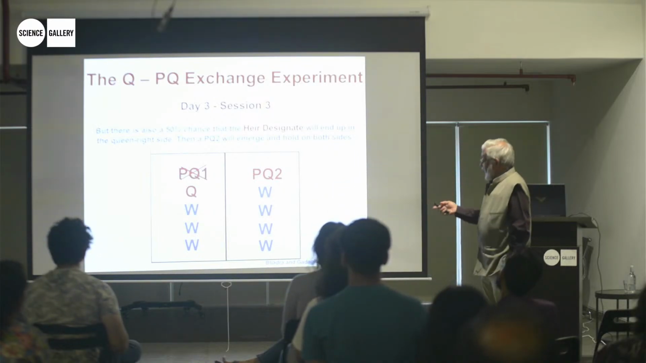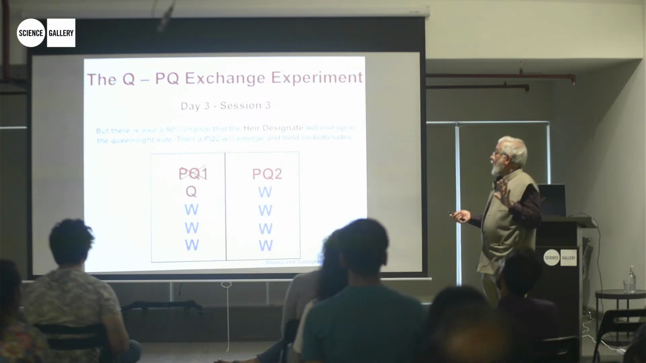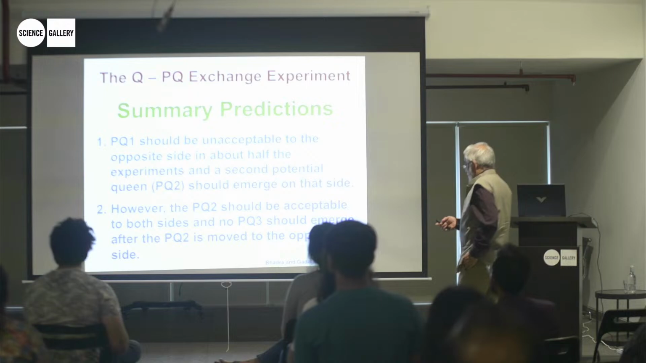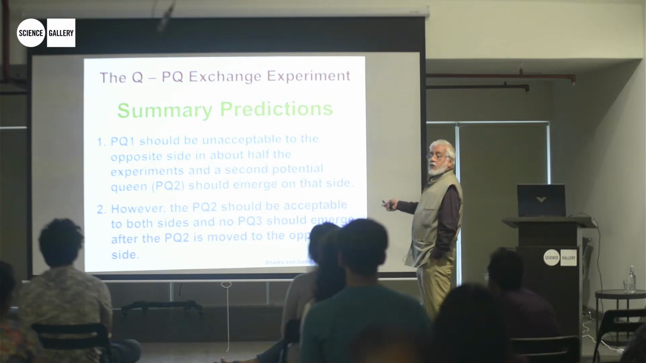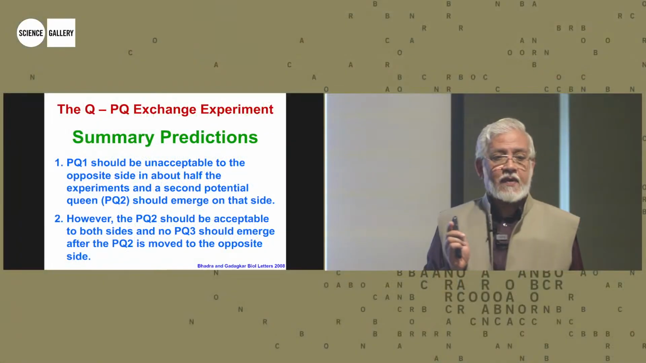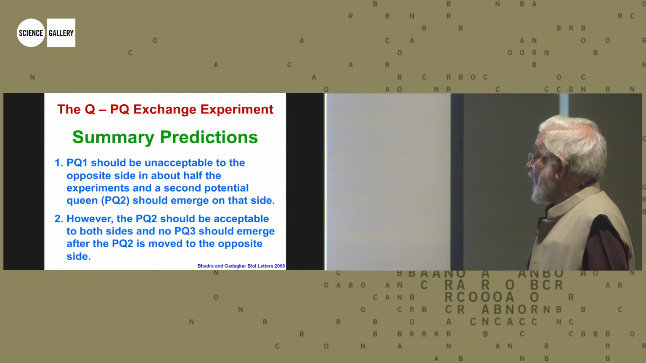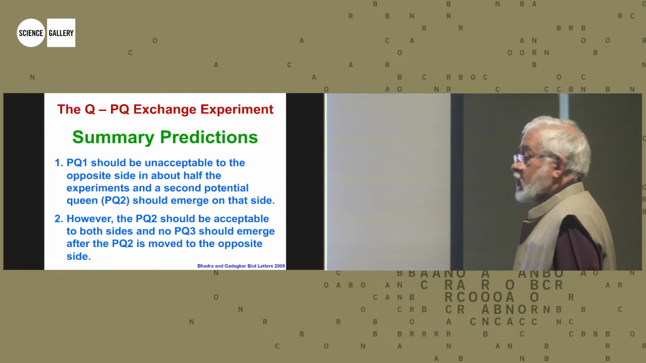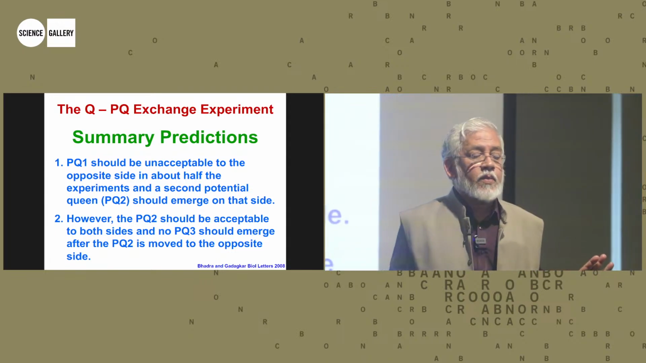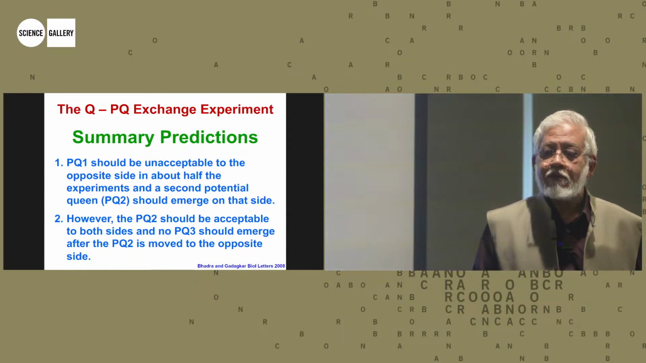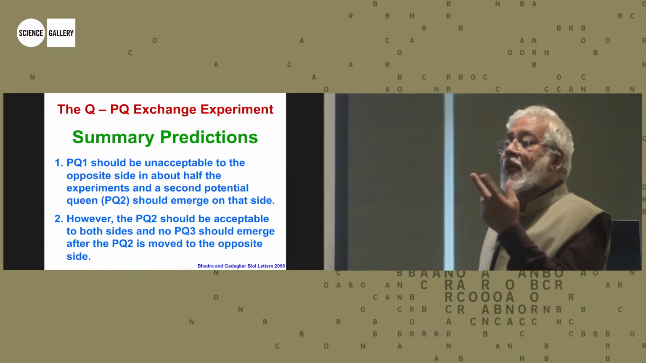So, before we did the experiment, we wrote down clearly what our predictions were. What were our predictions? The first individual to become hyperaggressive should be unacceptable to the opposite side in about half the experiments. And in the other half of the experiments, the second individual should come up and she should be acceptable to both sides. And there should never be a third contender to the throne. If you cut the nest in two halves, there should be a maximum of two contenders, not a third one.